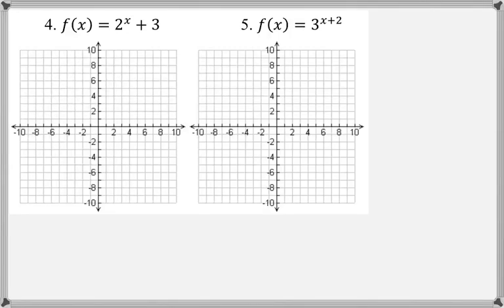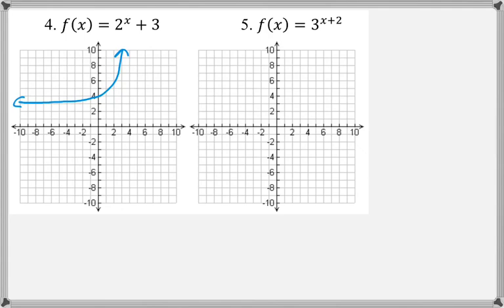For questions 4 and 5, I'm going to graph these on the calculator. So if you type 2 raised to the x plus 3, you want to make sure that the plus 3 is on the main level, you don't want to have it in the exponent. And then if I graph this on the standard window, it's going to look something like that.